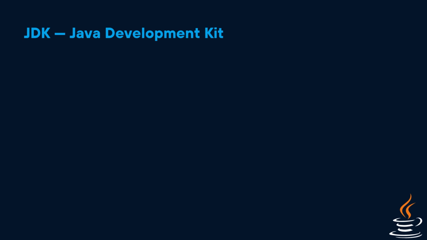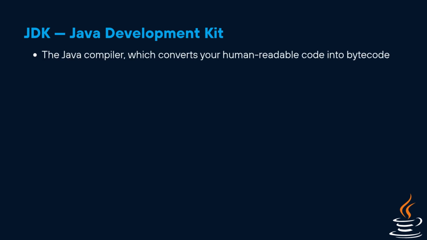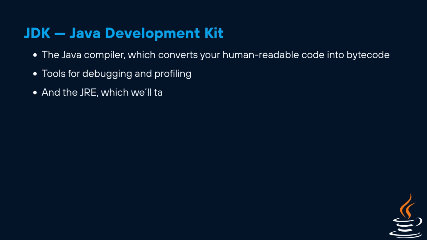First, we have the JDK, which stands for Java Development Kit. Think of the JDK as the complete toolkit for developers. It includes the Java compiler, which converts your human readable code into bytecode, tools for debugging and profiling, and the JRE, which we will talk about next. If you want to write and compile Java programs, you need the JDK.